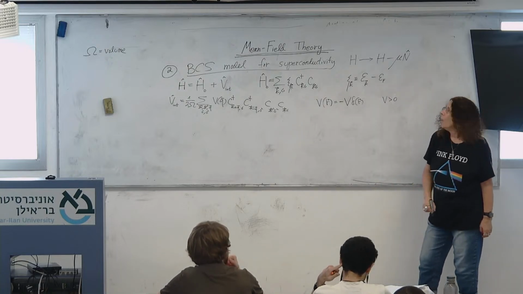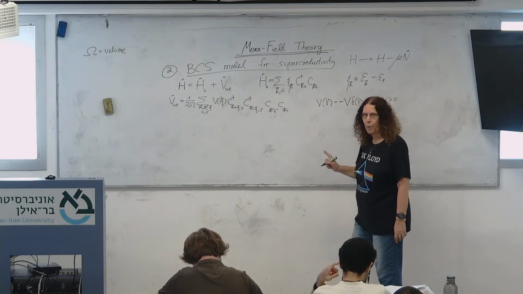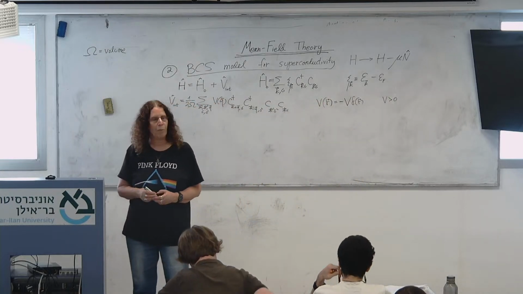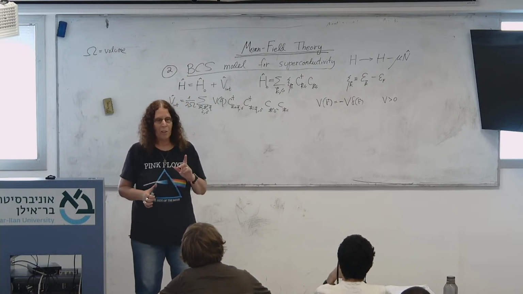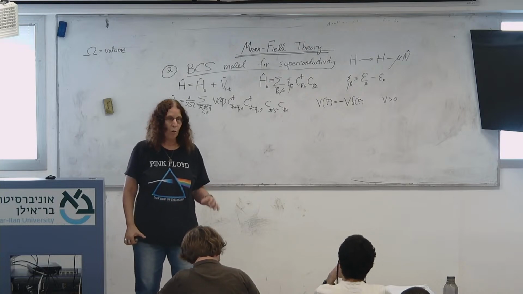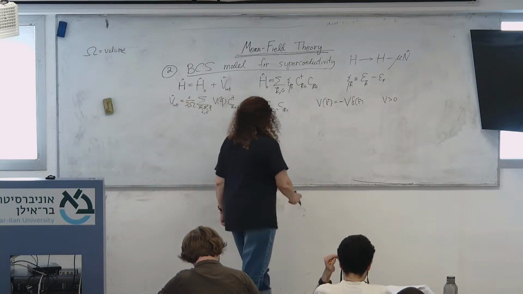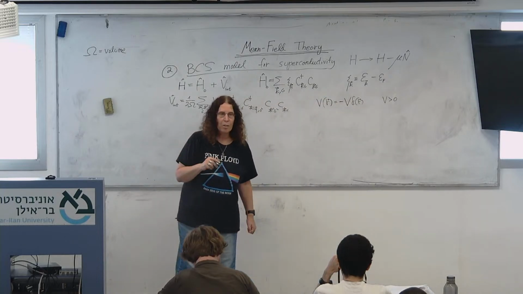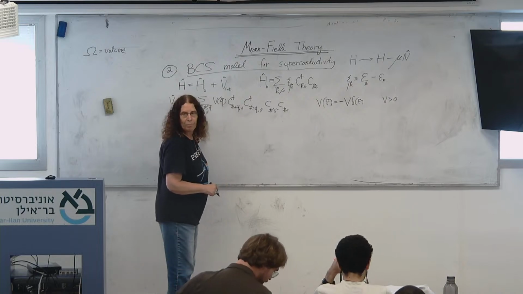Okay? Now, why did I choose a delta function in real space? Because when you go to Q space, what is the potential? What is the Fourier transform of a delta? It's a constant. The Fourier transform of the function delta is a constant. Okay? And therefore in Q space it's very convenient. It's just a constant. We can take it outside of the sum.